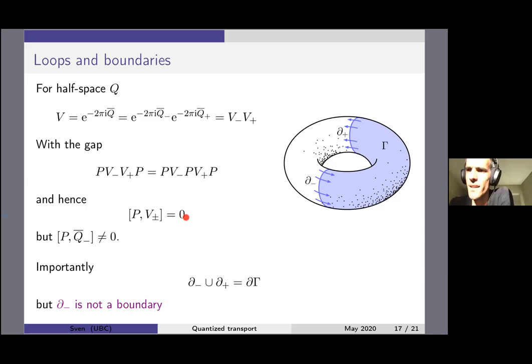Okay, so I have loop operators associated to these non-trivial loops on the torus, these non-contractible loops. In fact, more than being non-contractible, they're not boundaries. Both together are the boundary of this set gamma, but each of them individually is not a boundary of a domain. This will play an important role.